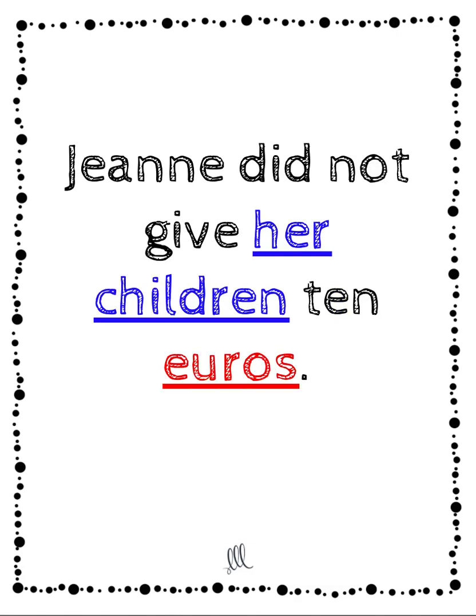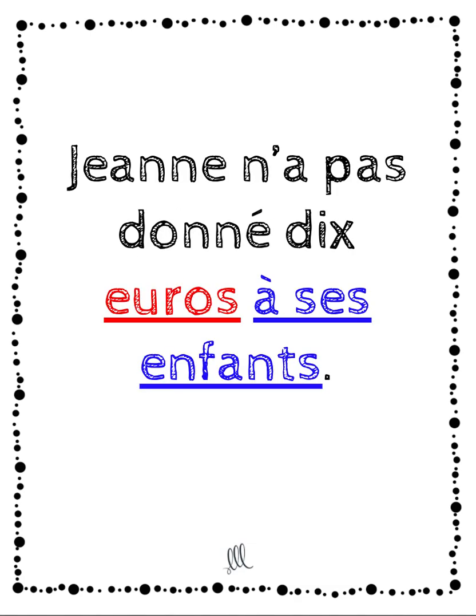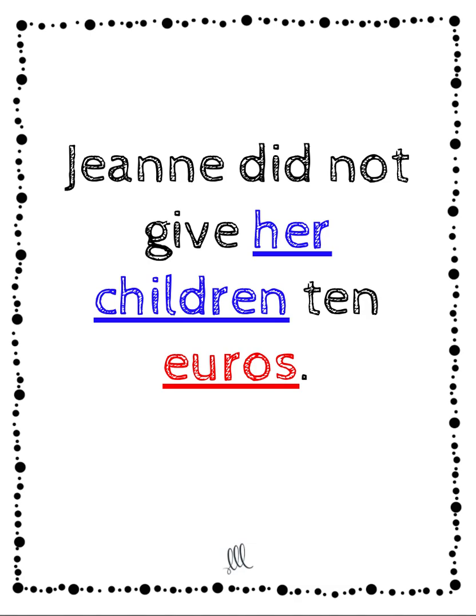Here in our English sentence, I could have said, Jean did not give 10 euros to her children. And if I had done that, you would have remembered, oh, to her children, à ses enfants. That would have been easier. But I wrote it this way so that you can remember that you don't always see the word that represents "à" in French in English.